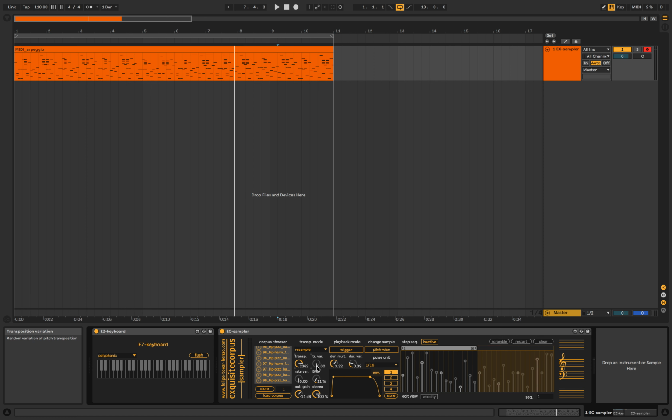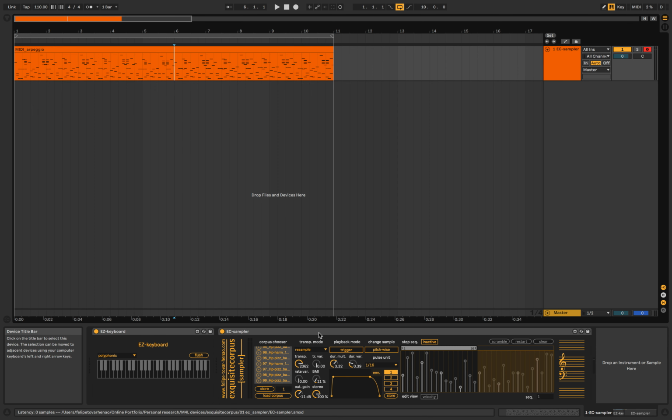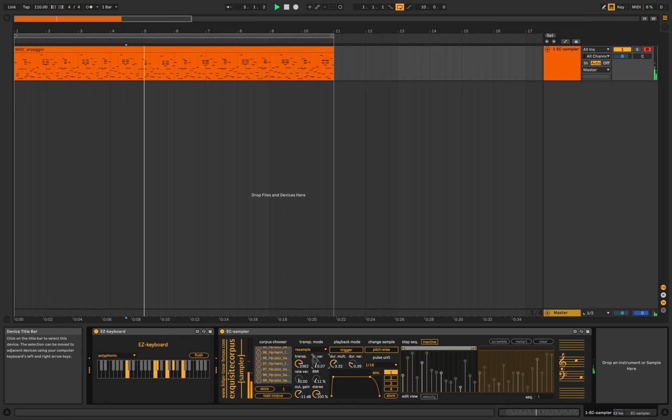Now we also have transposition variation, which sets the amount of random transposition applied to each sample. So this is basically like a way of detuning whatever MIDI input we specify. And when it's all the way up, the range of random transposition is 1 octave in either direction, up or down.